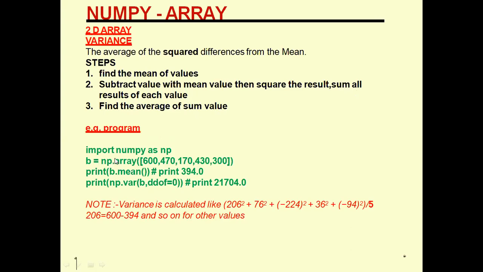See the program: import numpy as np. So here b equals np.array. Here 600, 470, 170, 430 and 300, these values are assigned to b. Now I have to find the mean. So here print b.mean. You can write the keyword mean function here and it will display this value. And another, print np.var, variance. This value will be printed.